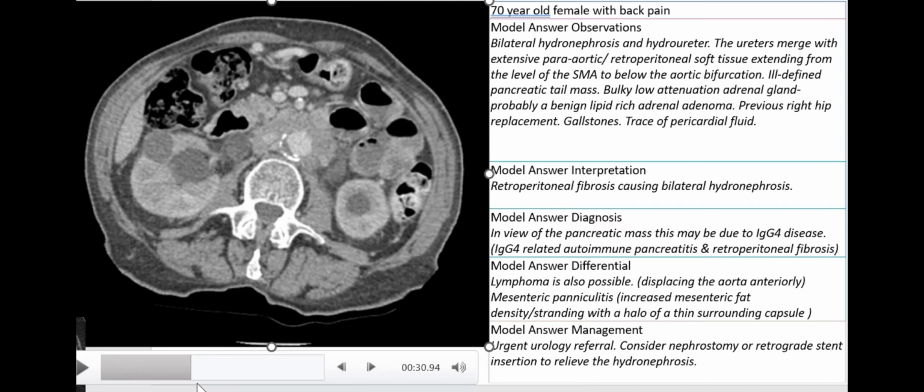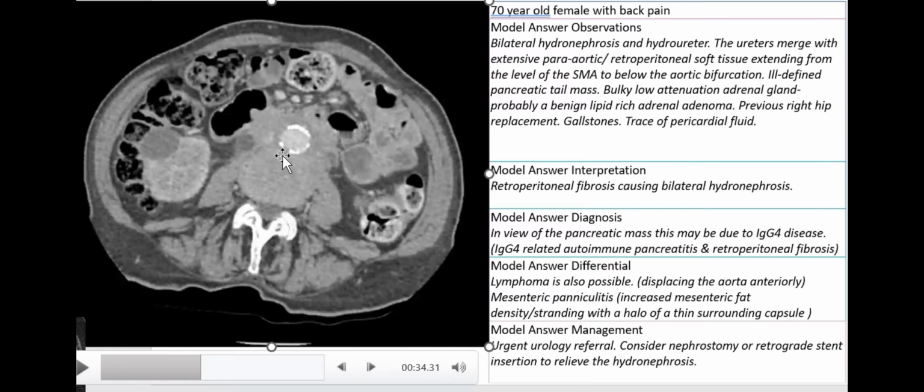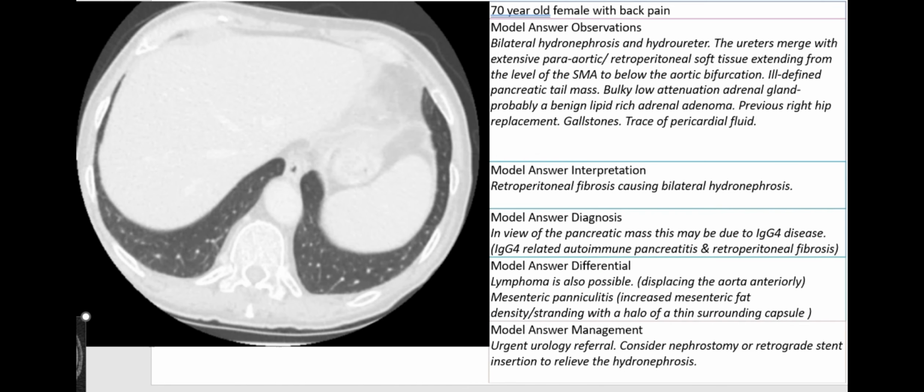Okay, so how to distinguish lymphoma from retroperitoneal fibrosis? Lymphoma will be seen displacing the vessels, displacing the aorta anteriorly. Okay, so the vessels here are not displaced from the vertebrae. Okay, the aorta is still seen lying in front of the vertebrae.